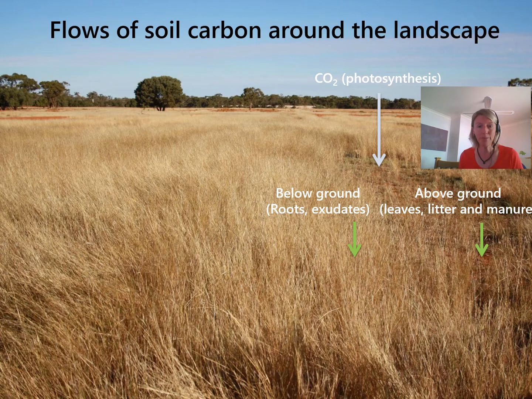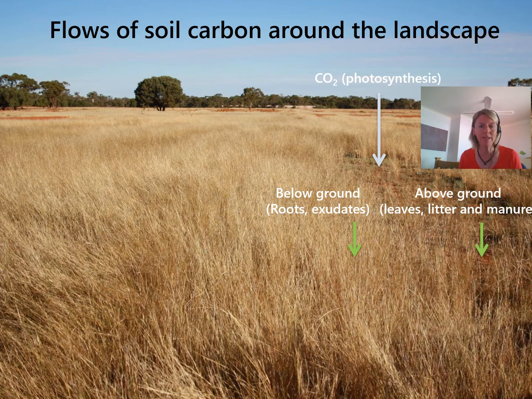Now, carbon can be accumulated above ground in the form of leaves and litter or manure if we've got grazing livestock in these paddocks, and also below ground in the form of roots and root exudates. Approximately 60% of all carbon which is captured through this process actually goes below ground into the soil. Root exudates account for about 50% of those below ground root accumulations.